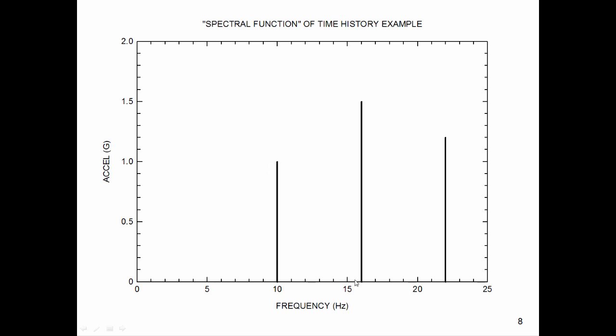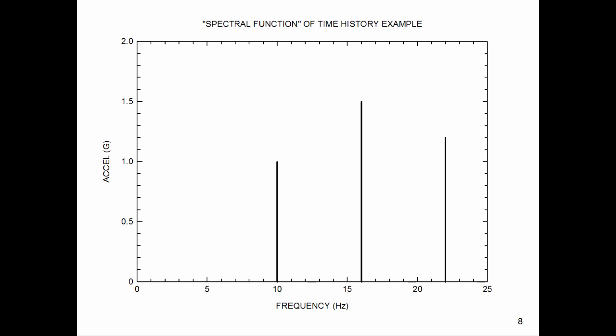And there are 3 spectral lines, duly noted, with corresponding frequencies of 10 hertz, 16 hertz, 22 hertz, with their respective amplitudes of 1g, and then 1.5g and 1.2g. So this makes sense to us. This is something we feel good about, because this helps us to understand the underlying properties of that time history, its underlying characteristics. And this gives us some information that's useful for design and test purposes.